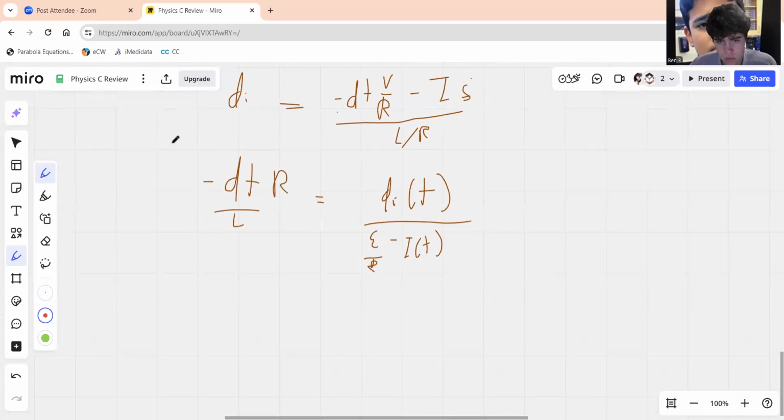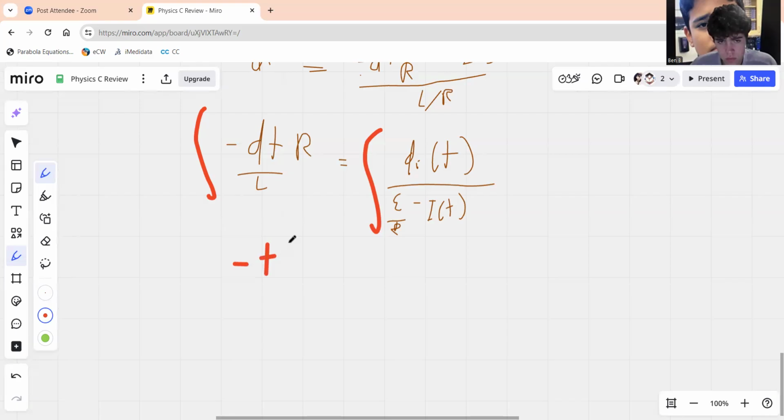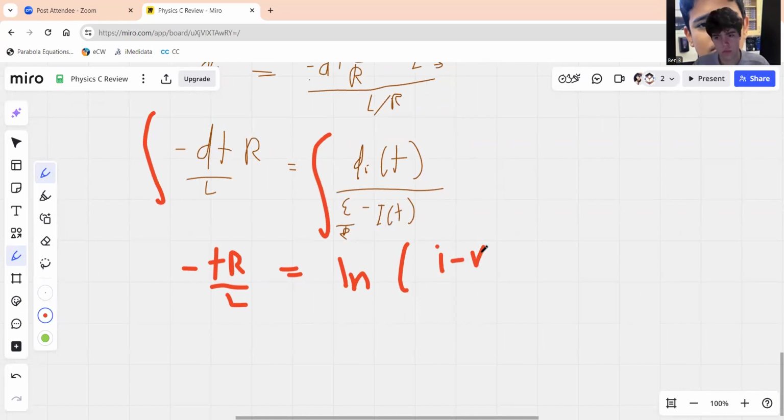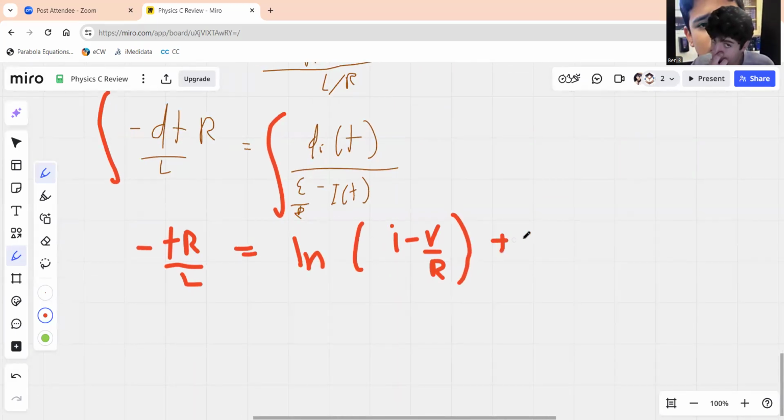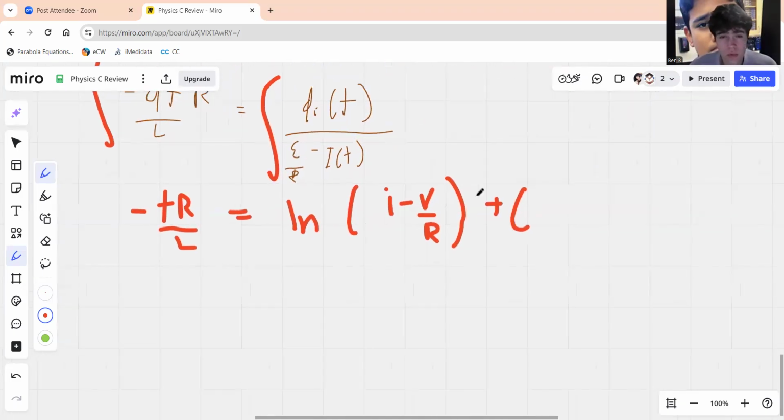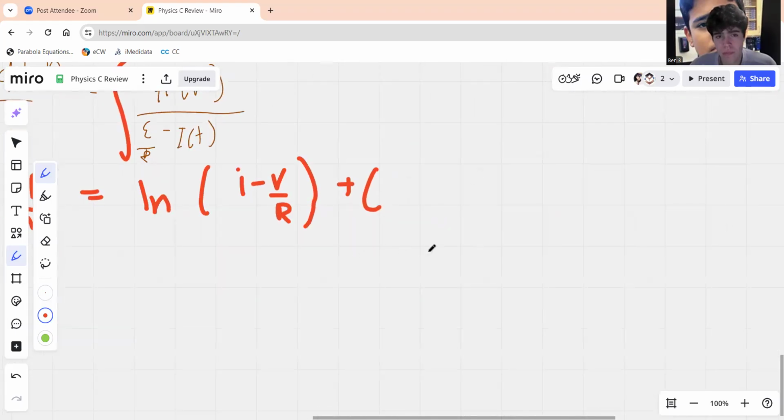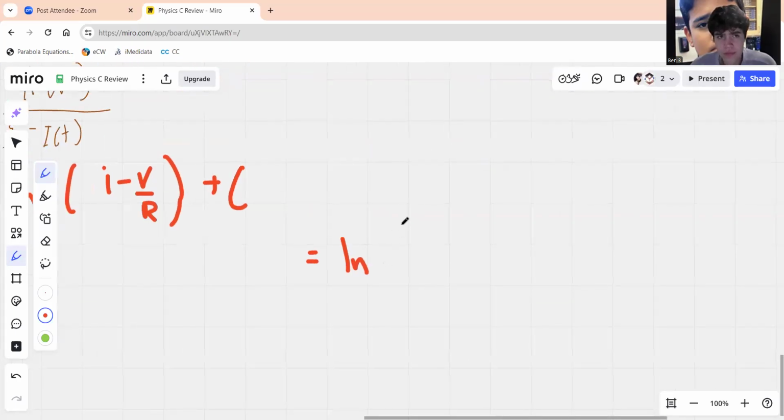And so when you integrate that, let's say from 0 to t, or what I prefer is the indefinite integral, negative t R over L equals ln of I minus V over R, plus C. If you were to do it definitely, that's equal to ln of I minus V over R divided by negative V over R.